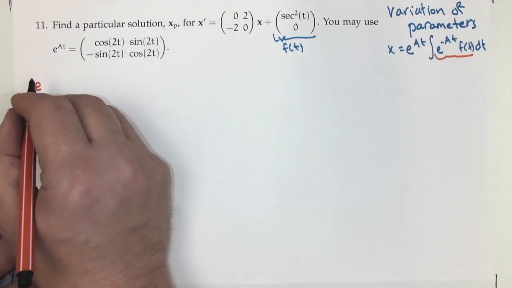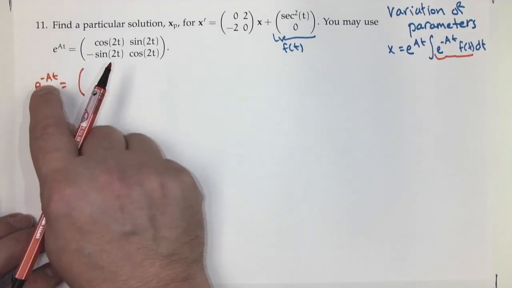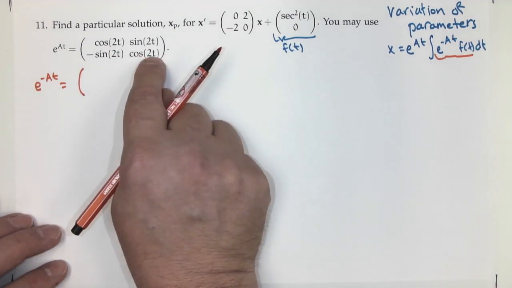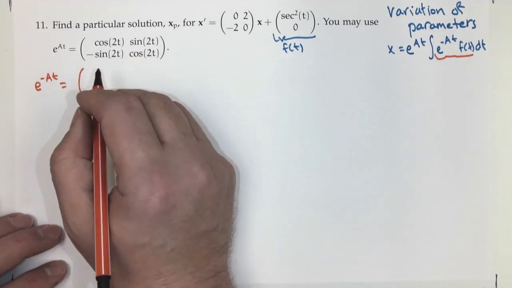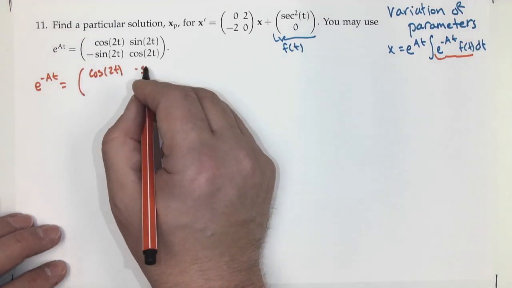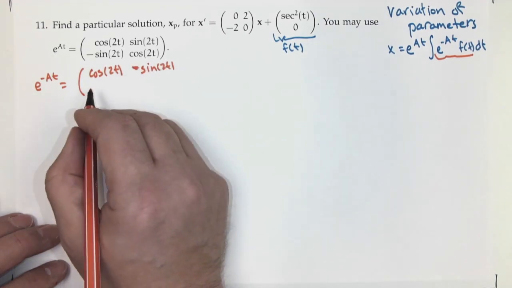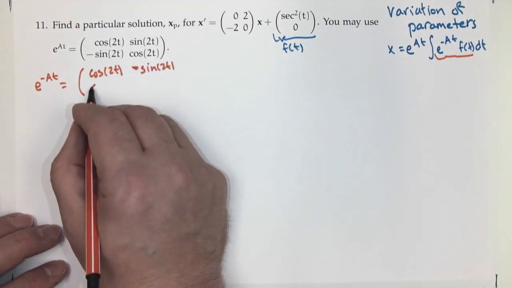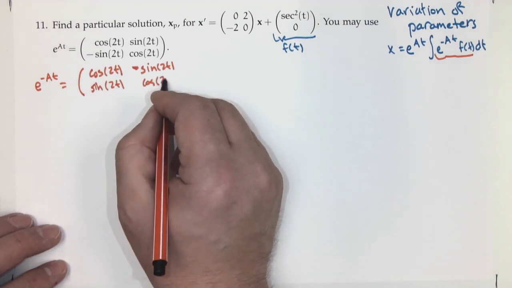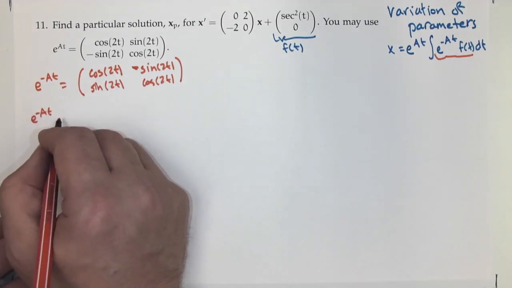Well, first off, let's just start by e to the minus at. How do you find that? Well, everywhere you see t, put negative t. And here we can use facts about cosine and sine. Cosine is an even function. Sine is an odd function. So when we put the negatives, we can pull them all the way out. Cosine 2t, negative sine 2t, minus minus makes a plus sine 2t, and a cosine 2t. So there's our e to the minus at. E to the minus at f of t.